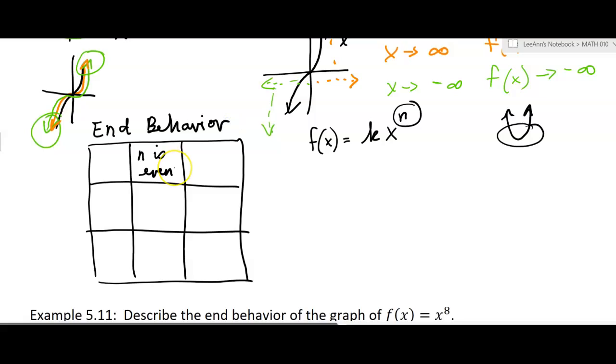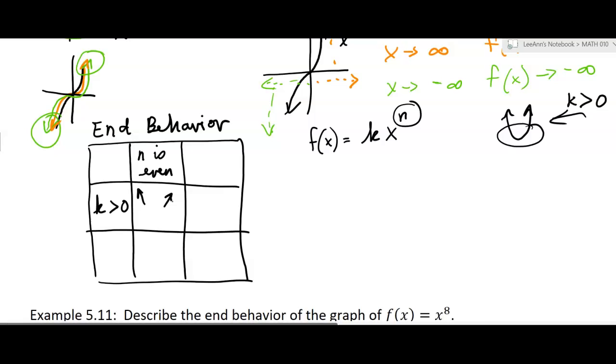And so if n is even, then both of them are going up if k is greater than 0. So if k is positive, you get that kind of parabola, right? K is greater than 0. You get a right side up parabola, n is even. That means the end behavior is going this way. Now, a lot of textbooks will just show you the arrows. You can picture like a touchdown, like the referee putting both arms up like it's a touchdown.